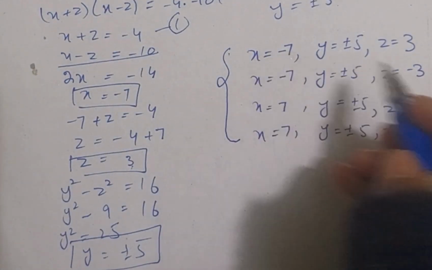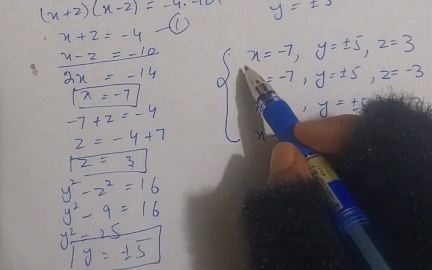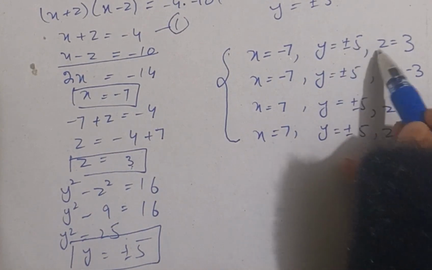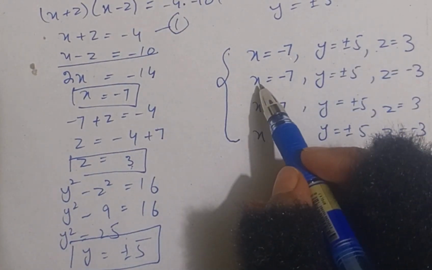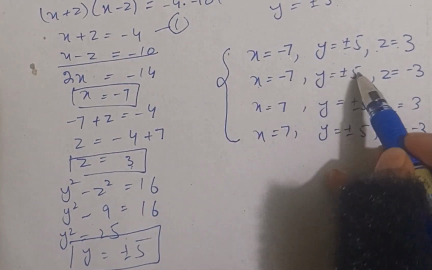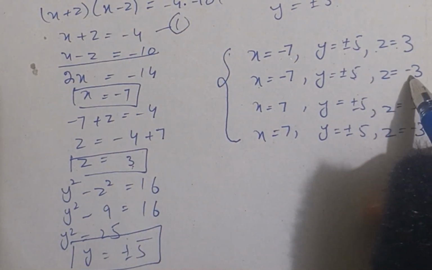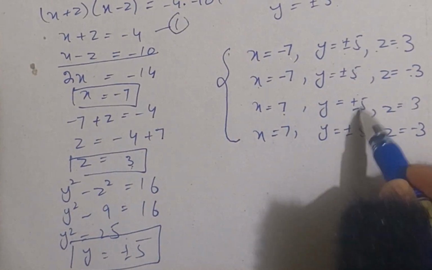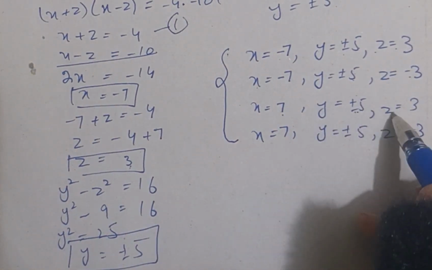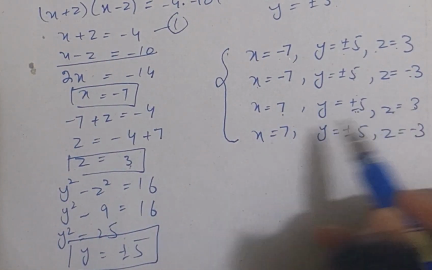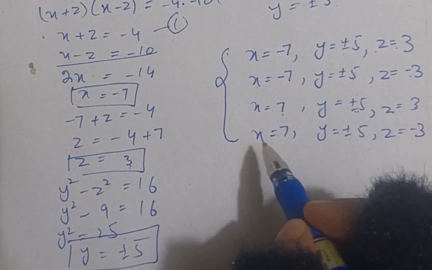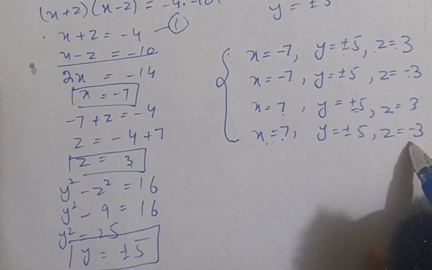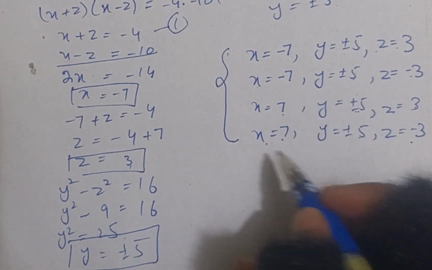So this is the final answer of our question. One answer is x is minus 7, then the value of y is plus minus 5 and z is 3. If the value of x is minus 7, then the y value is plus minus 5 and z is minus 3. If the value of x is positive 7, then the value of y is plus minus 5 and z is also positive 3. And finally, if x is equal to 7, then y is equal to plus minus 5 and z is equal to minus 3. This is the final answer of our question and we have done.